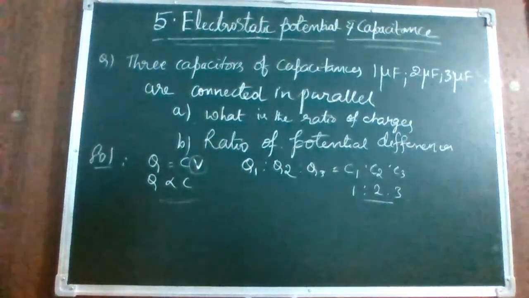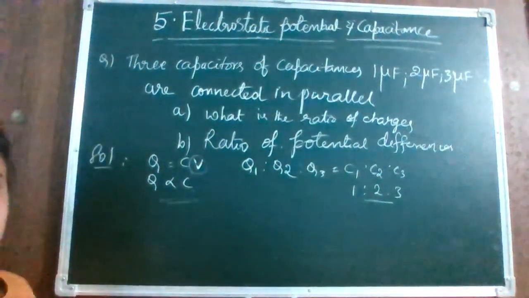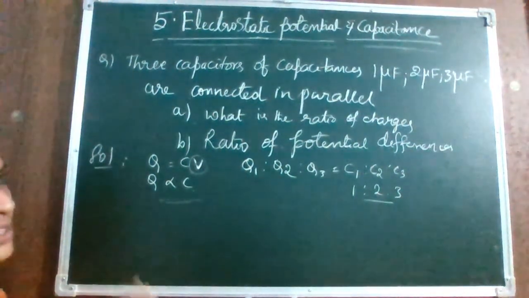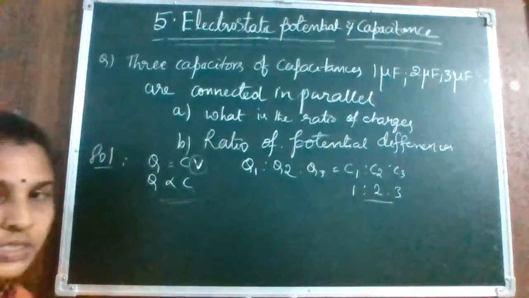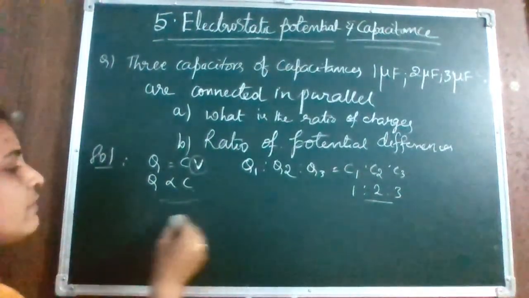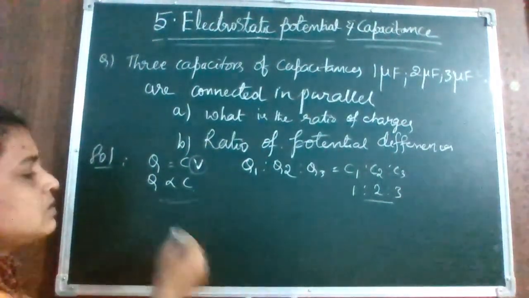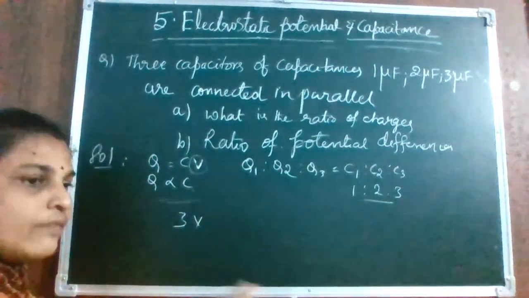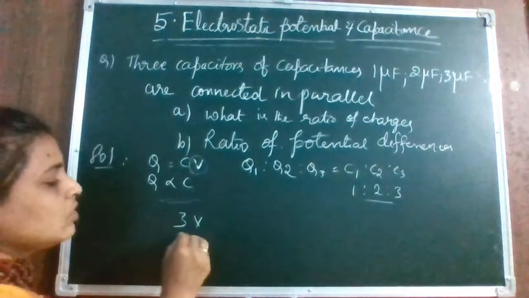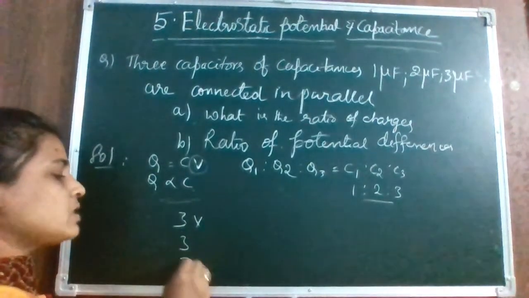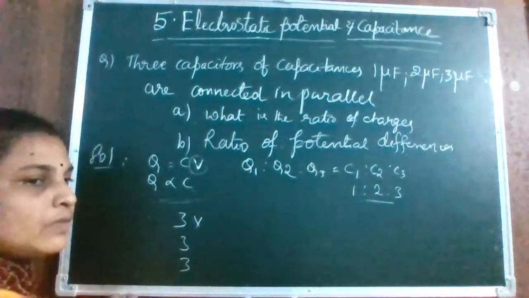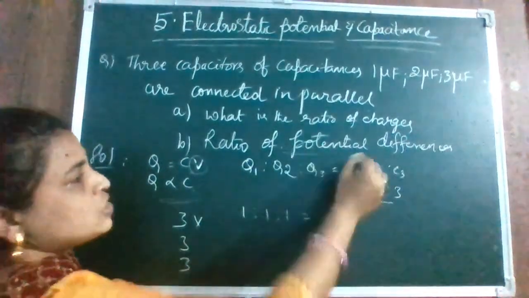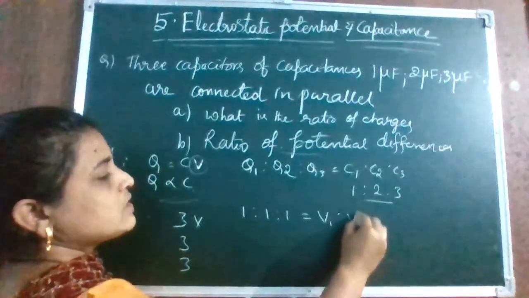Next, he asked about the ratio of the potential differences. In the parallel combination, the potential difference is constant. So if the potential is 3 volts, the potential difference of another one is also 3, and of the other one is also 3. So what is the ratio between these three? 1 is to 1 is to 1. That is the ratio of the potential differences.